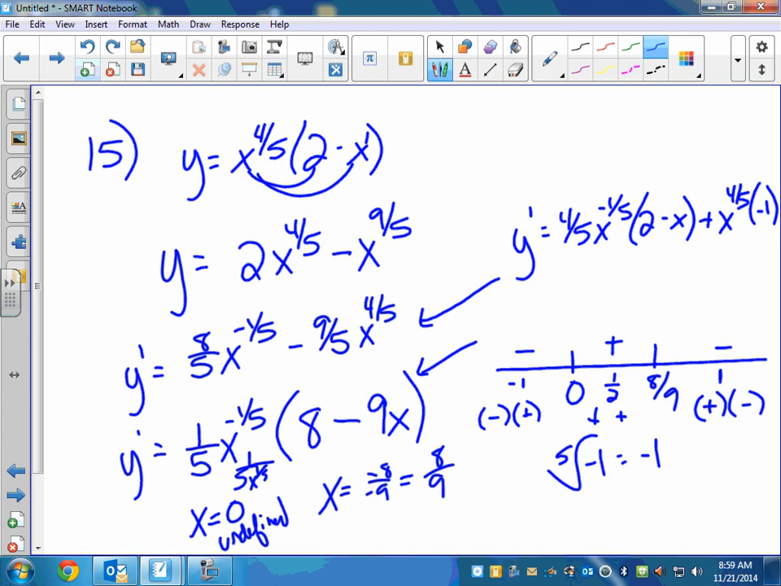But also I can say for part E that this was decreasing to increasing, increasing to decreasing. So I can say for part E that there is a relative minimum at 0 and a relative maximum at 8/9. And to actually find the value that goes with it, you have to plug it back in. I'm not actually writing all this out for you because I'm leaving it for you to do.